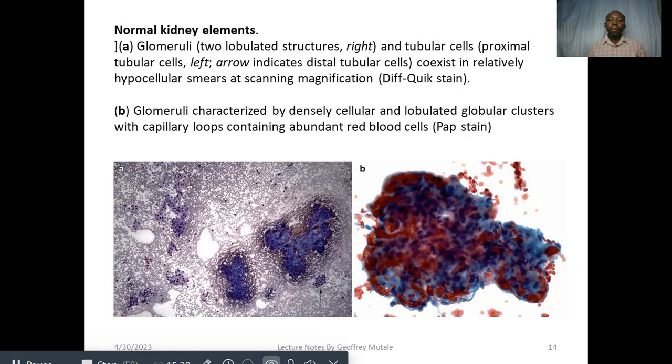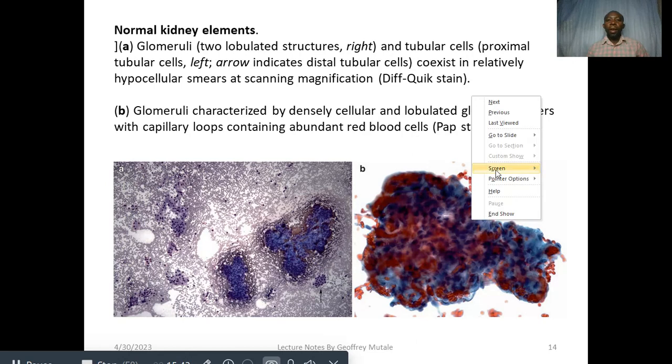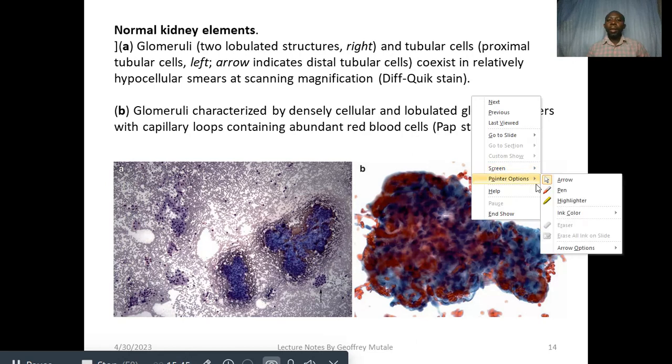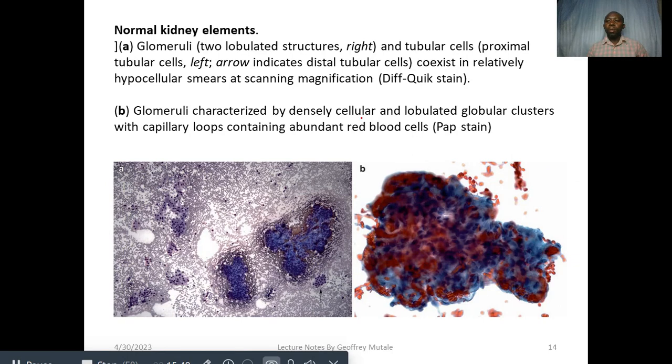So we have an illustration in this slide, and here we look at how these cells appear in a slide. If I can get my pointer here. Okay, so we are looking at the normal kidney elements in this case, and we have image A on our extreme left, and then we have B on our right.